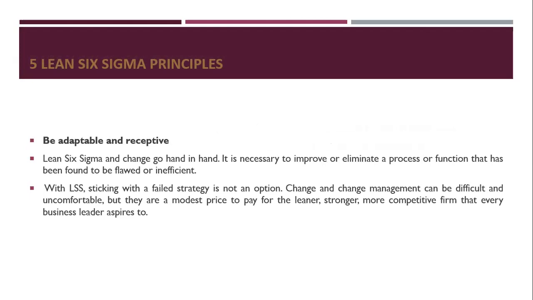Be adaptable and receptive in nature. Lean Six Sigma will bring frequent changes in the existing system. So it is necessary to improve or eliminate the problems that may lead to inefficient process operation. So make the system and other procedures stronger and competitive enough to lead the business on a successful path.